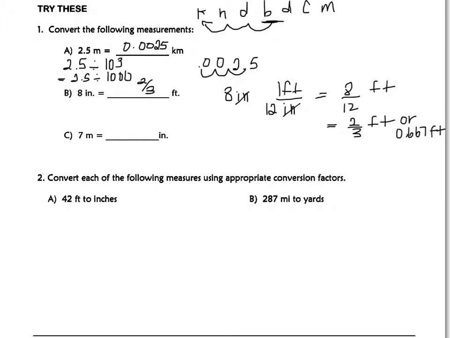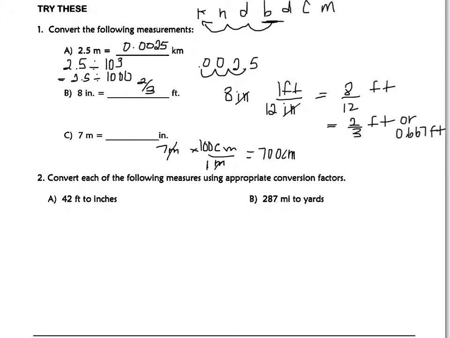All right, so 7 meters to inches. Now you're converting from a metric system of measurement to the imperial system of measurement. So again, if you look back at our charts, we don't have a direct relationship from meters to inches, but we do have centimeters and inches. So I would convert the meters to centimeters first. So 7 meters, you want to get centimeters in the top. And you know that 1 meter is 100 centimeters. So then you would cancel that, and you know that that would be 700 centimeters.